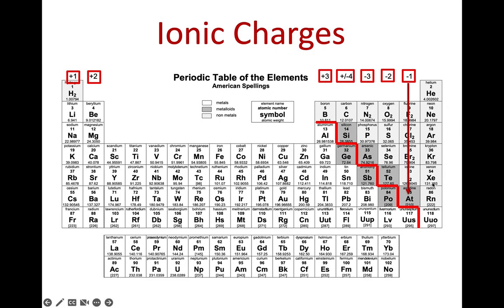The noble gases over here, they have 8. They don't like to do anything. They don't like to form a charge. So make sure your periodic table has those group charges, +1, +2, +3 for boron and aluminum, plus or -4 for carbon and silicon, and then all the way down to the staircase for -3, -2, and -1. Those charges are how you write the formulas for ionic compounds.